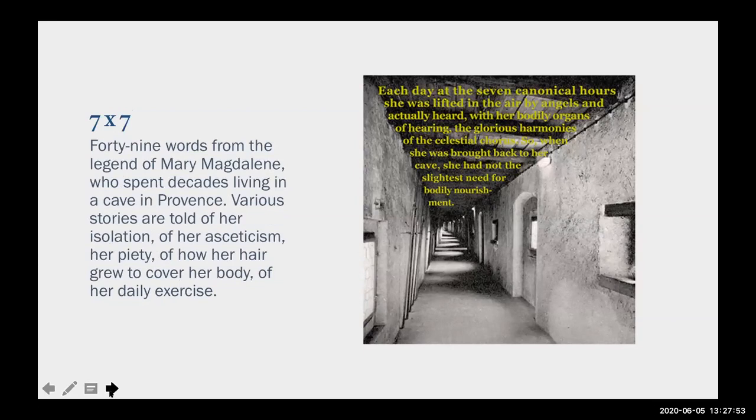7 by 7, the words come from the legend of Mary Magdalene, who in the Golden Legend ends up living in the desert in isolation in the south of France, somewhere in Provence, and has a daily visit from angels who take her. She goes out of her cave into the outdoors, and the angels lift her up from the ground, and she gains her nourishment from this kind of floating and flotation. And as the phrase says, she had not the slightest need for bodily nourishment.